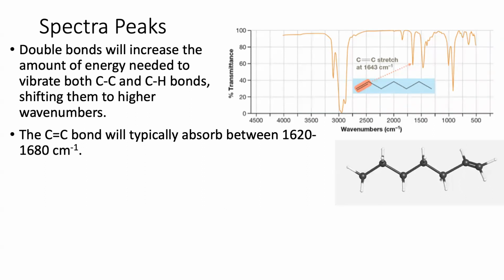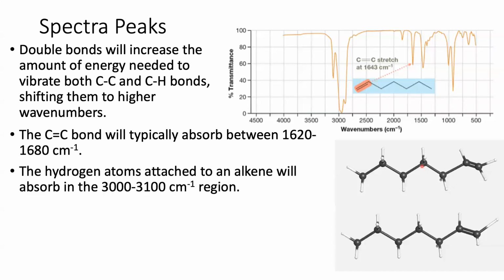Now, worth noting, a lot of times these alkenes are going to have hydrogen atoms attached to them. So when I have a hydrogen atom attached to a double bond or an alkene, this is going to have a different vibration than if it's attached just to an alkane or an sp3 carbon. So these ones are also going to be a little bit harder to stretch than normal. So we're going to see an absorption above 3000.